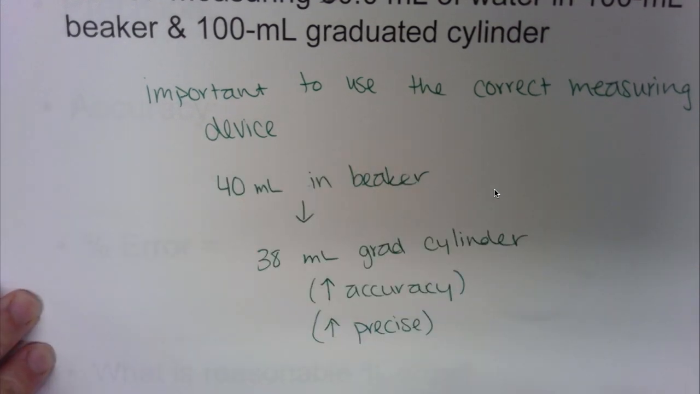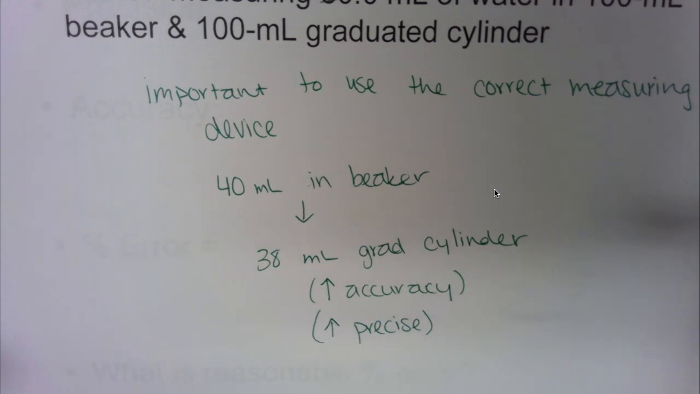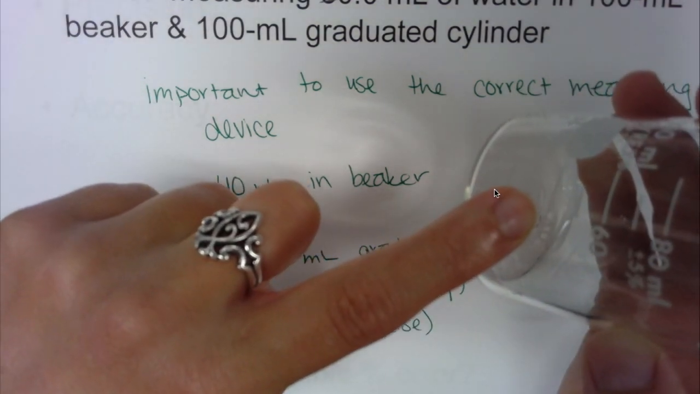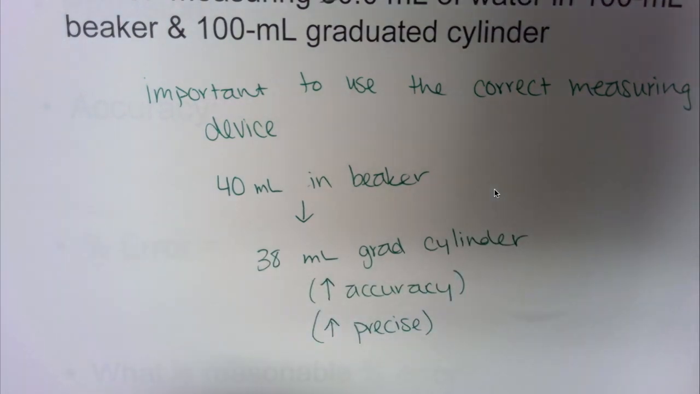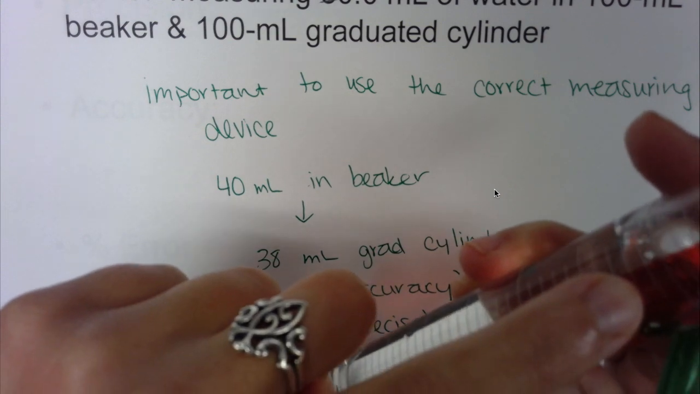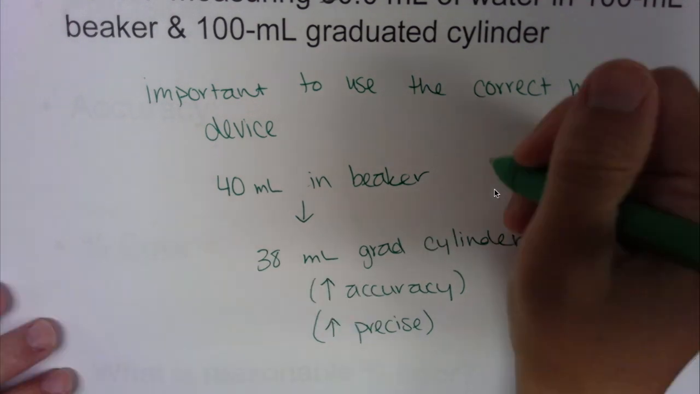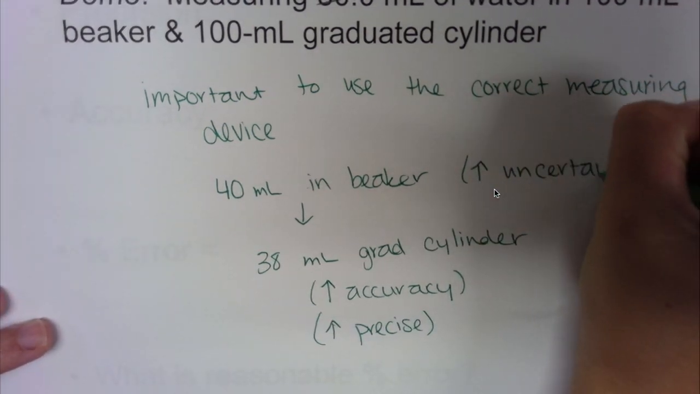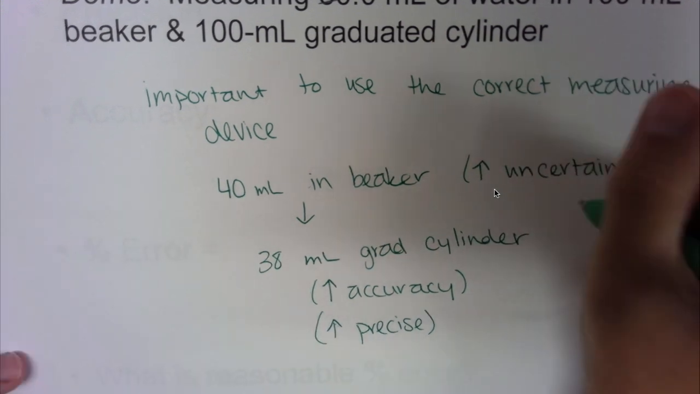The uncertainty is the fact that with our beaker, the only thing we know is the 40 milliliter mark. Okay? We only know the tens. Whereas in our graduated cylinder, we know every milliliter. So the uncertainty is greater in the beaker than it is in the graduated cylinder because we just don't know, which is bad.